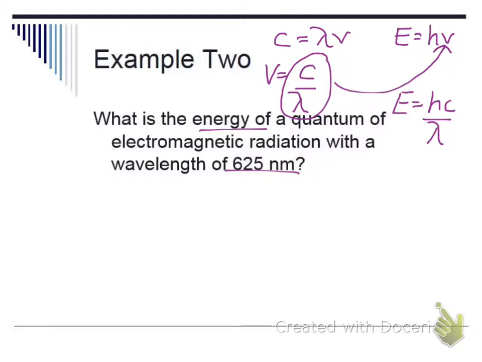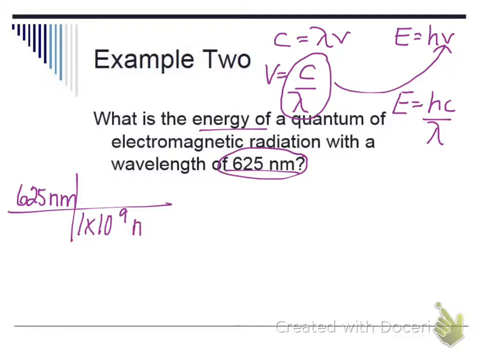Again, no matter which equation we use, we cannot keep our wavelength in nanometers. So we're going to have to convert that because the speed of light is in meters. And from the last example, I gave you that 1 times 10 to the 9th nanometers is 1 meter. So that's going to be 6.25 times 10 to the negative 7 meters. I'm going to use this equation. If you don't like it, you can do it separately and you should still get the same answer.